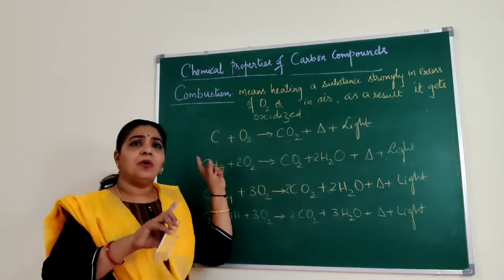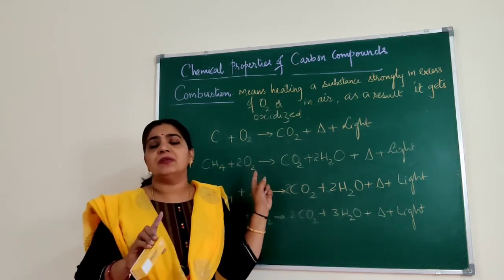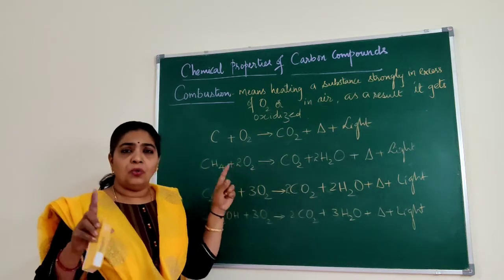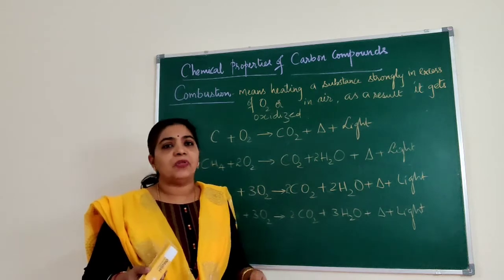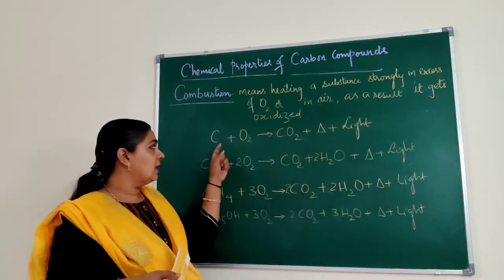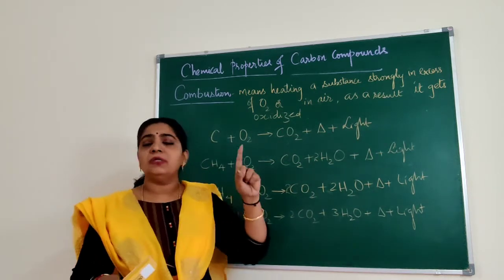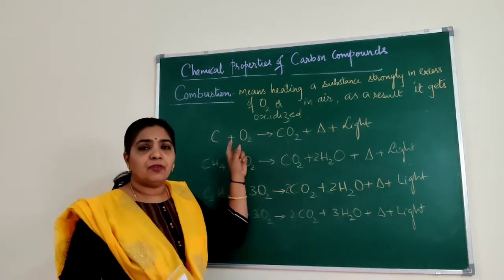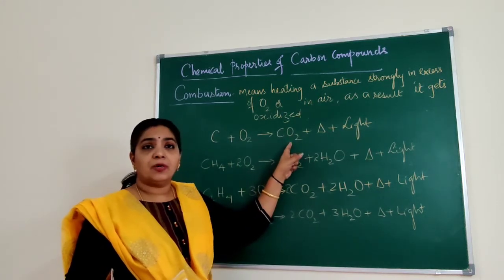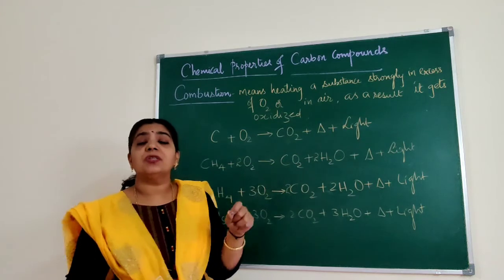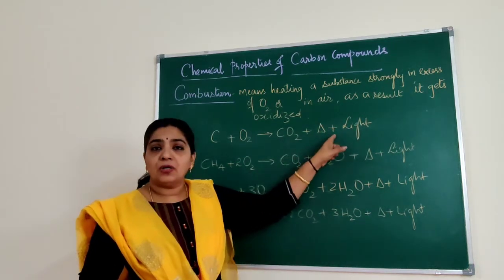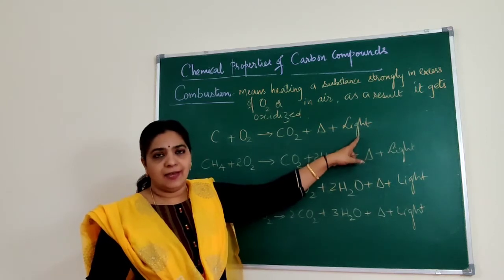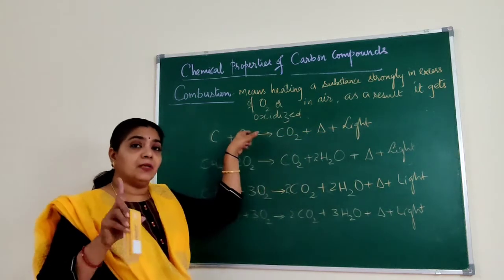See, carbon in all its allotropic forms, whether you are taking coal, charcoal, or even diamond, when you heat it to a very high temperature, it will burn. So carbon in all its allotropic forms will react with oxygen, forming carbon dioxide. And this combustion reaction is a highly exothermic reaction. It will release a lot of heat as well as light.